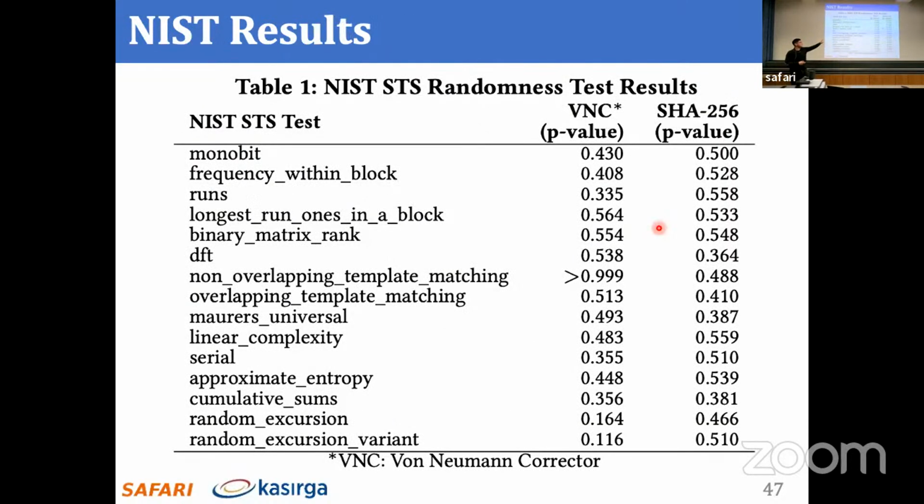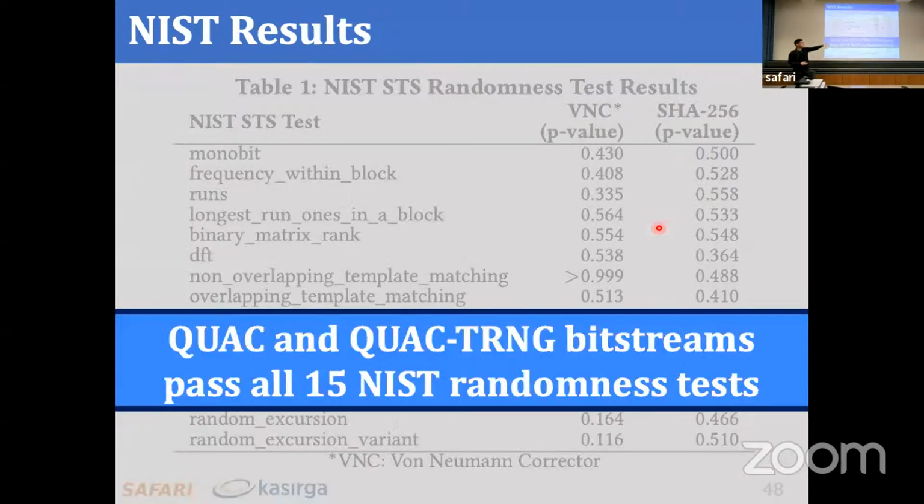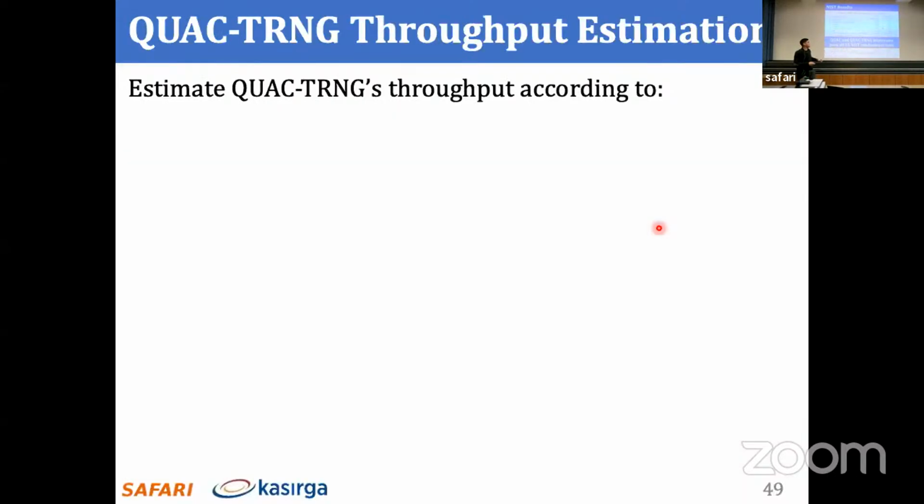And this is a table from the paper that shows you the p-values for the different statistical tests applied by the NIST test suite. What this essentially shows you is that QUAC and QUAC-TRNG bit streams pass all NIST tests, so they don't have any discernible patterns inside of them. You can check the paper for more details.